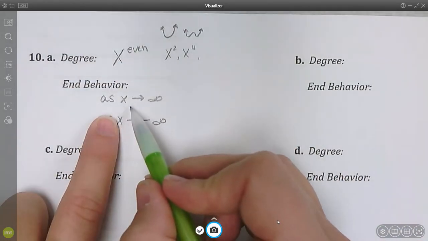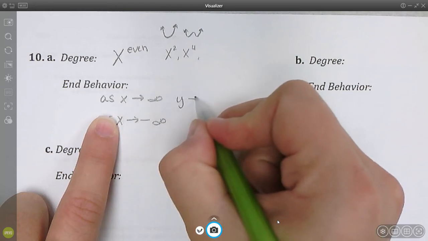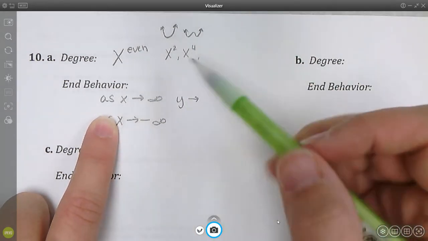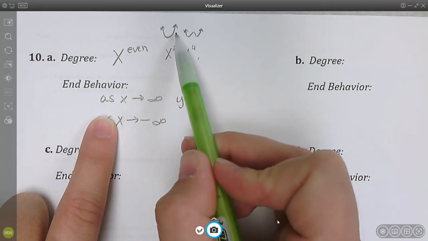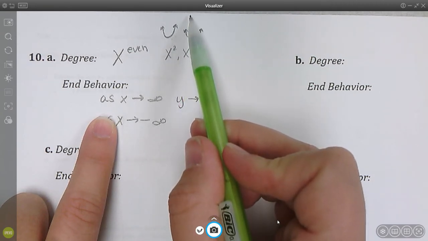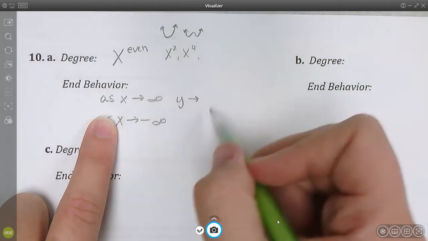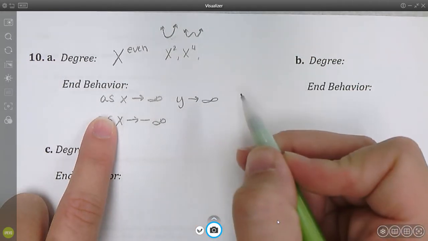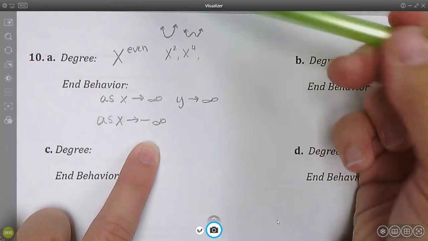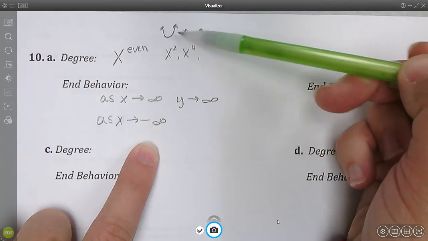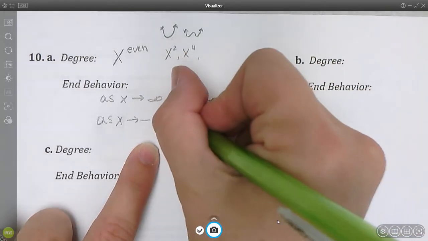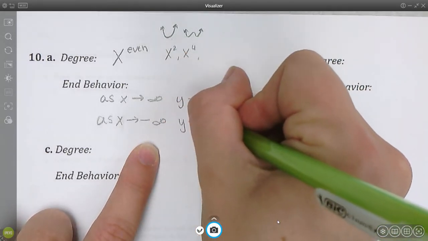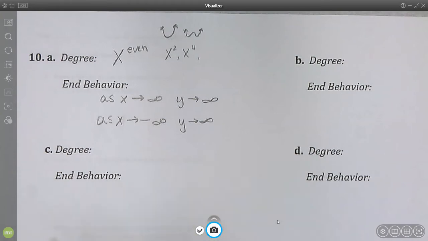Okay, so as x goes into infinity, y goes to what? If we look at this, as x is going to infinity this way, y is going to infinity this way, which is positive infinity. So y will be going to positive infinity. As x goes to negative infinity, on both of these, as x goes this way, your y is still going to positive infinity. So this is how you would write end behavior.